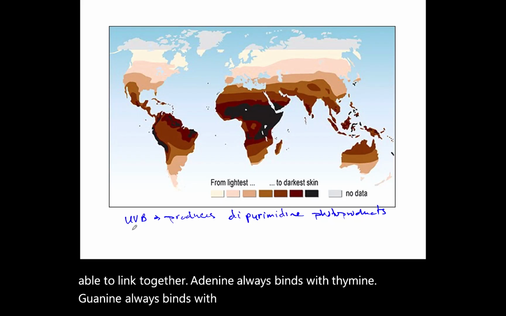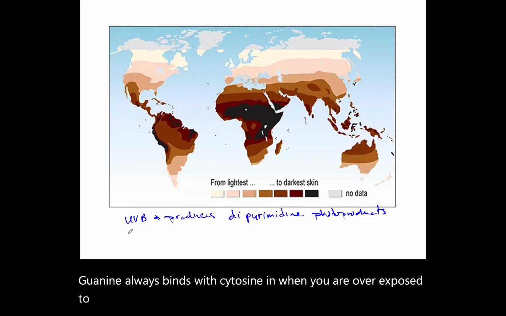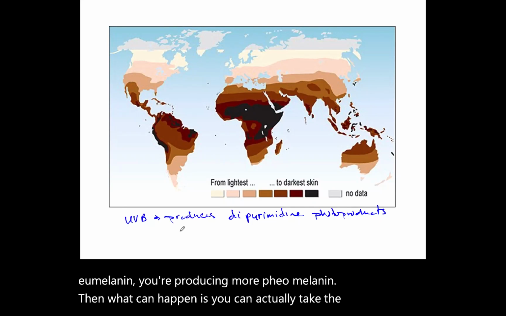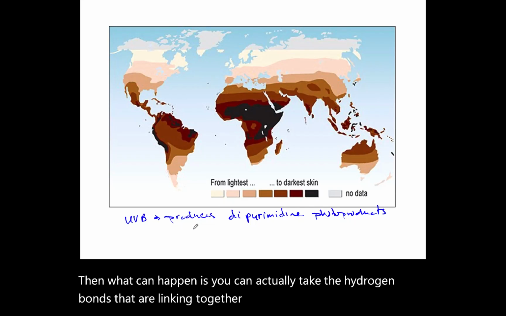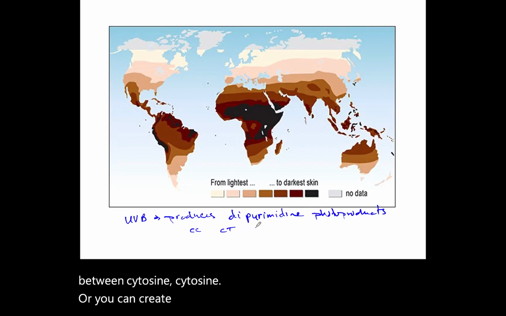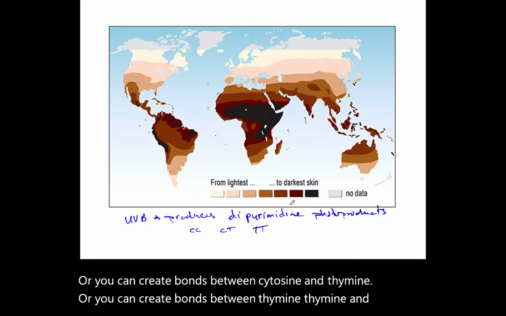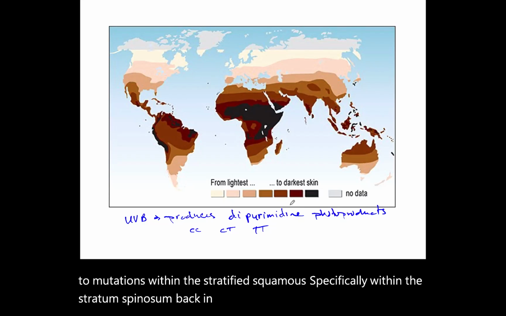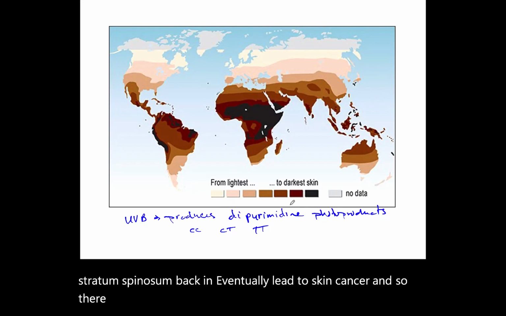Well, when you are overexposed to UV radiation, and let's say you do not produce enough eumelanin, you're producing more pheomelanin, then you can actually take the hydrogen bonds that are linking together nucleotides, and you can create bonds between cytosine and cytosine, or between cytosine and thymine, or between thymine and thymine. And this leads to mutations within the stratified squamous, specifically within the stratum spinosum, that can eventually lead to skin cancer. So there is that concern, although again, that's not the primary reason why we see these differences in melanin.